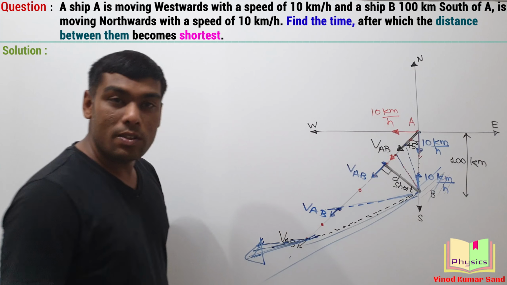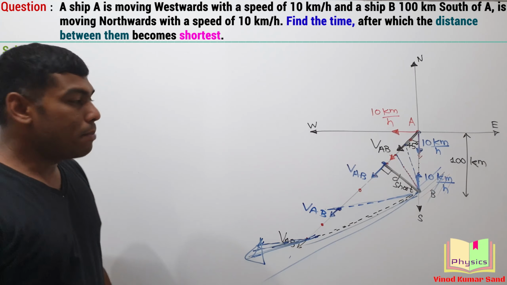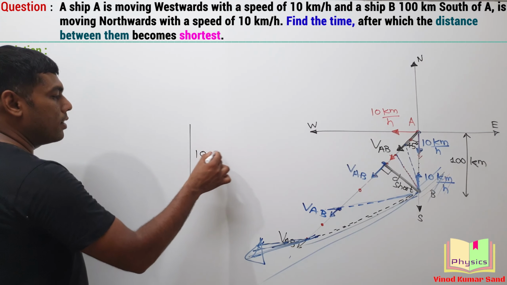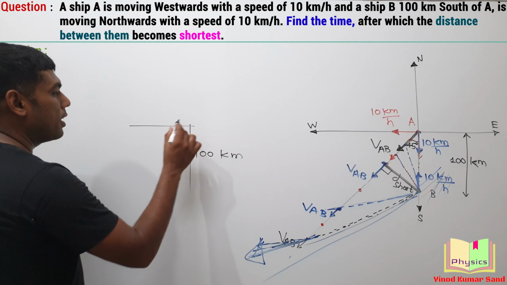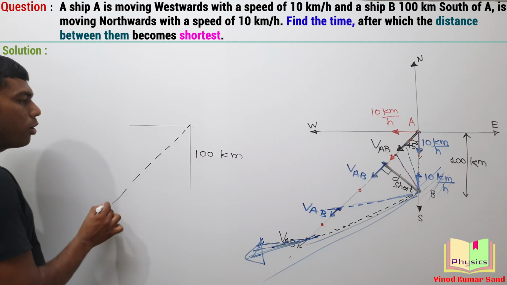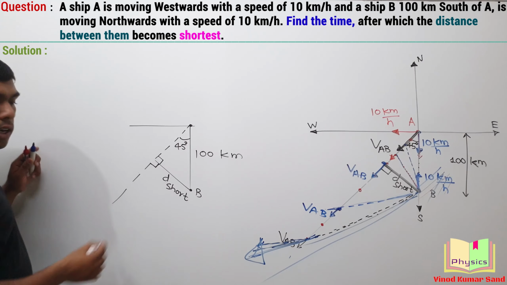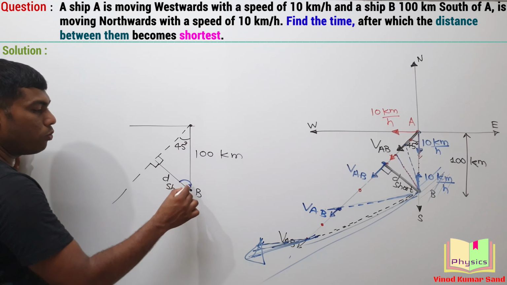You agree with this? To get the better idea, I am making another diagram. Here is the distance 100 kilometer. Here is the angle 45 degree. We consider the particle B here. Initially the particle A was here. From B we have dropped a perpendicular on the line of motion of A, and this we have taken as D shortest. Agree? This angle is 90 degree. So this angle is also 45 degree.